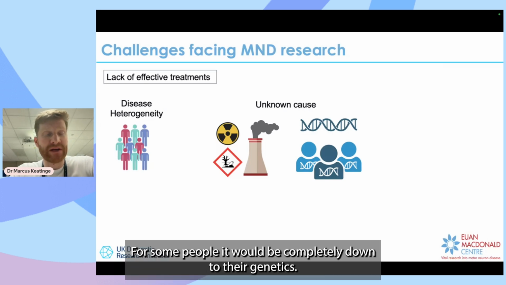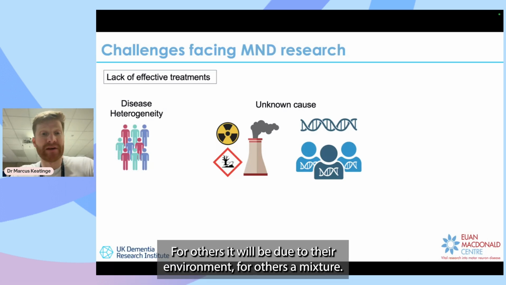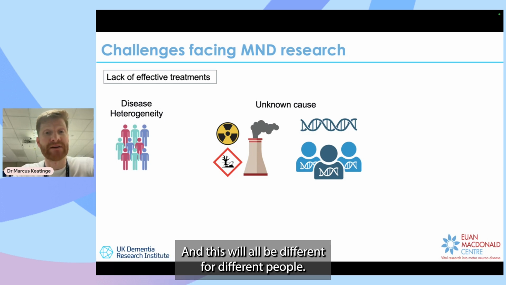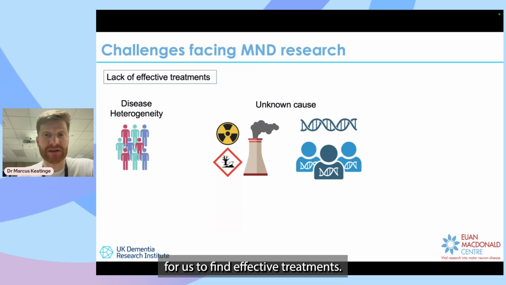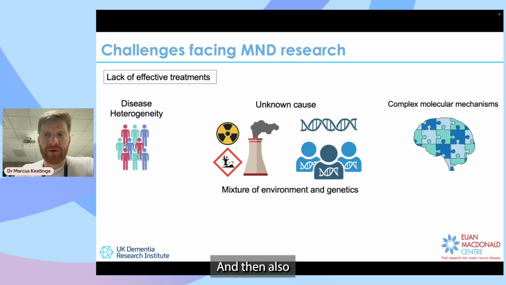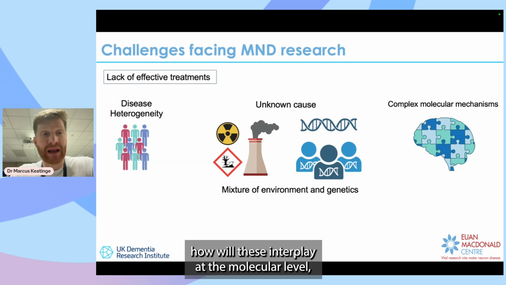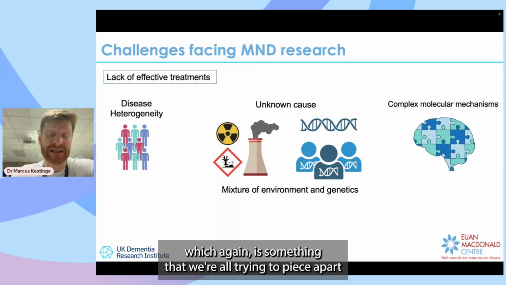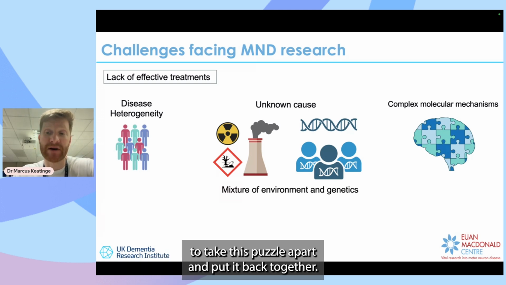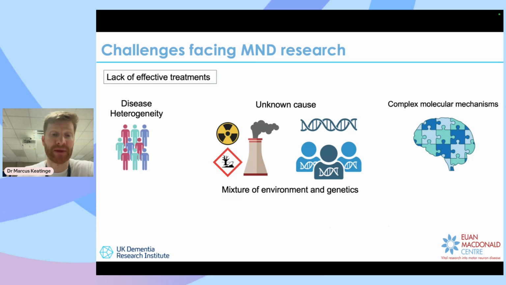For some people, it will be completely down to their genetics. For others, it will be due to their environment. For others, a mixture. And this will all be different for different people. So not knowing a cause is also making life very difficult for us to find effective treatments. And then also, how all these interplay at the molecular level, how they finally lead to neurodegeneration, is something that's very complex with lots of different factors involved, which again is something that we're all trying to piece apart, to take this puzzle apart and put it back together.